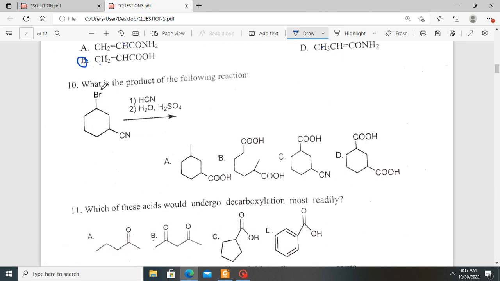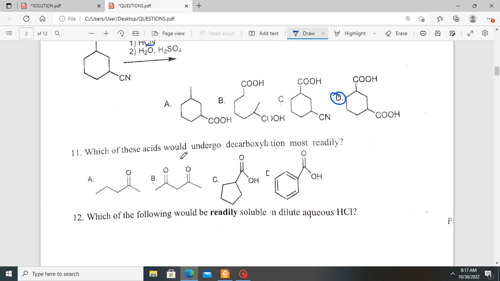What is the product of the following reaction? So you have this reaction given to you. If you treat this compound with hydrogen cyanide, you will produce a dicyanide. So this CN will replace this. So you have this compound with 2 CNs. When you add hydrogen cyanide to this compound, then when you hydrolyze it in acid, you are going to get a dicarboxylic acid. You're going to have this compound as the final expected answer. So the answer is D.